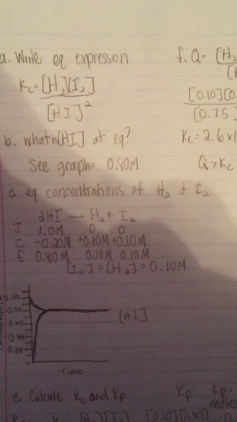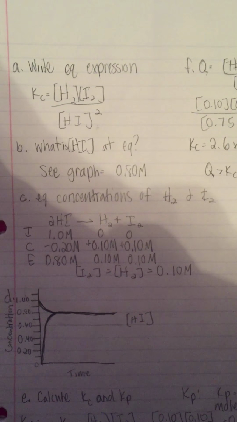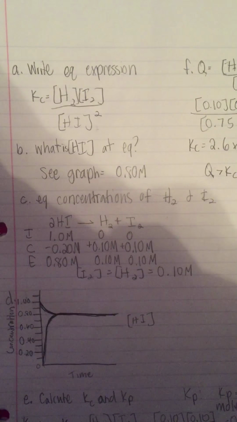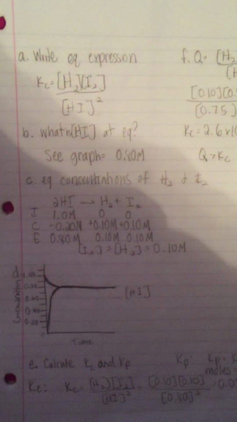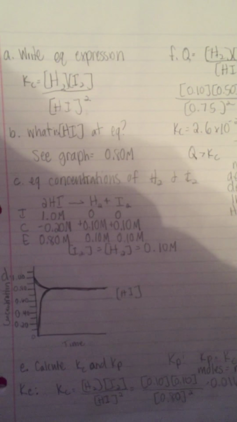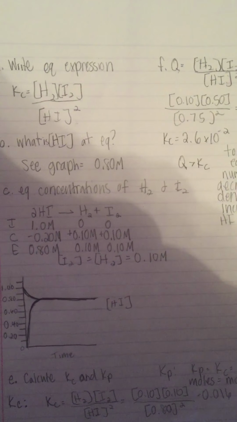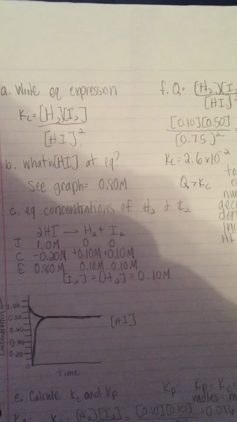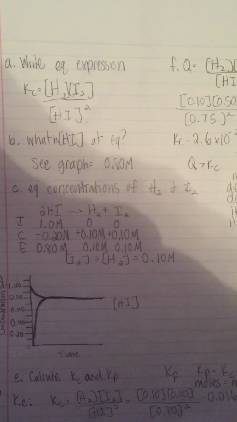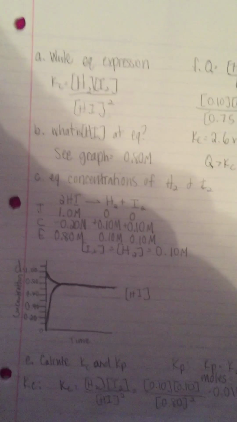So what I did for this is I made a nice chart, and I plugged in the initial, and then I looked at the graph, and yeah, so there you go. Plugged it all in, and I got the concentration of I2 is equal to the concentration of H2, and that equals 0.10 molar.